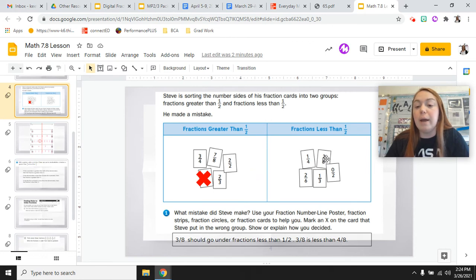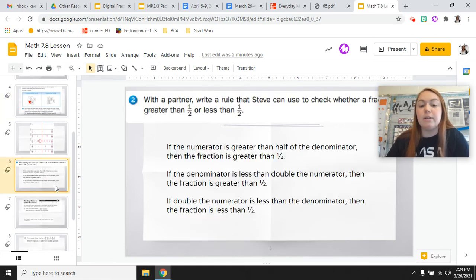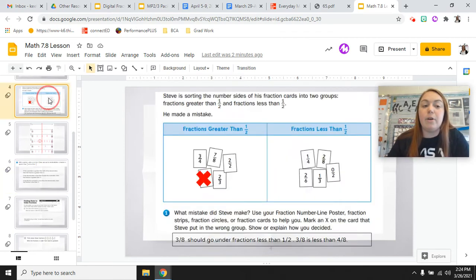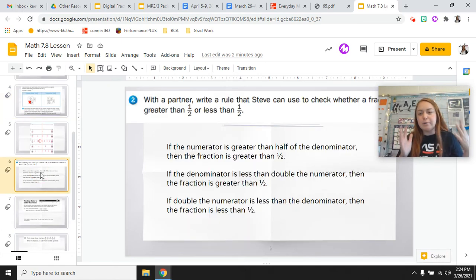So 2/8. If we double the numerator, that would be 4. So 4/8. Okay, so it's saying if double the numerator is less than the denominator, then it's less than 1/2. Because we doubled 2 and we got 4, that's less than our denominator, so it would be less than 1/2. Okay? Again, these are kind of tricky because they're using a lot of different vocabulary terms that you may not be 100% familiar with.